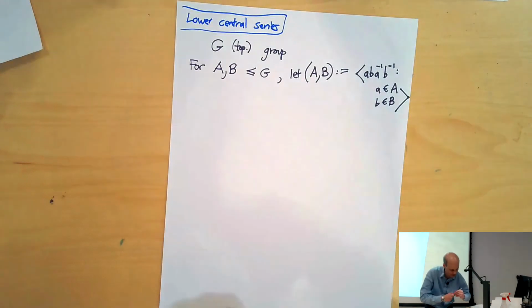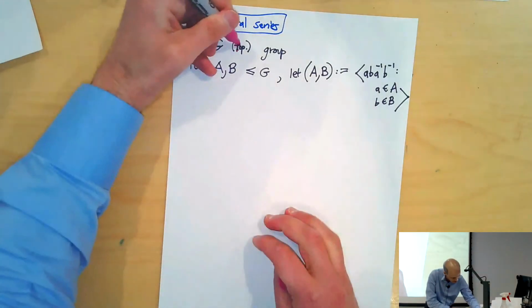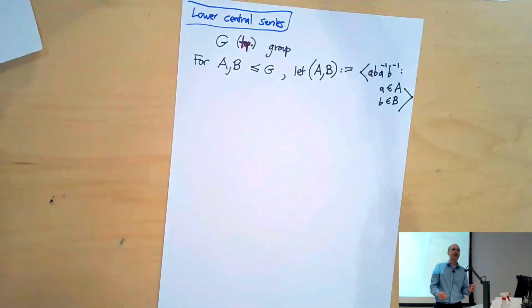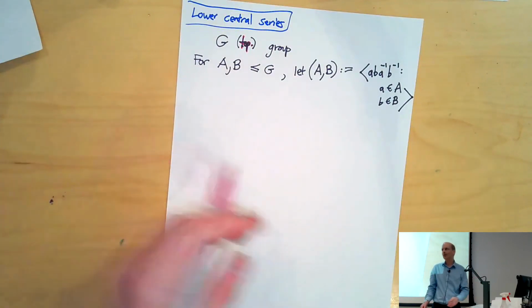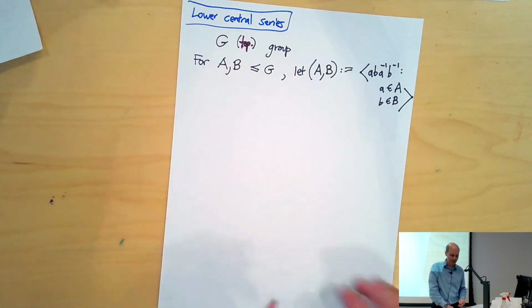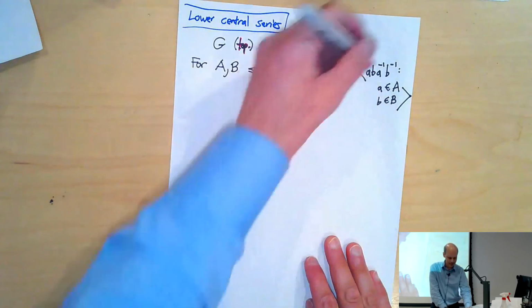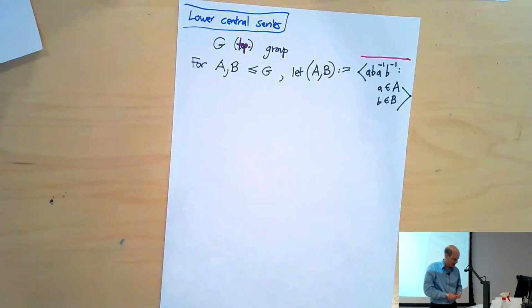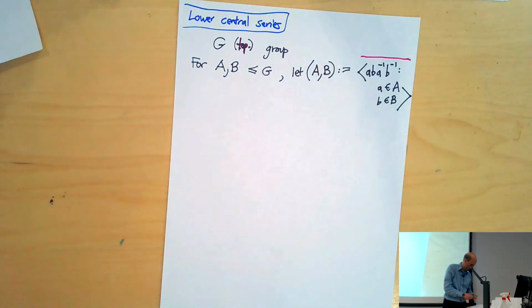Sorry. Whenever I talk about topological stuff, it's going to be pink. Okay. So if you're doing topological groups, not all subgroups deserve to be called subgroups. Only closed subgroups deserve to be called subgroups. And this thing might not be closed, so just take the closure there. So anyway, that's the definition of the commutator.